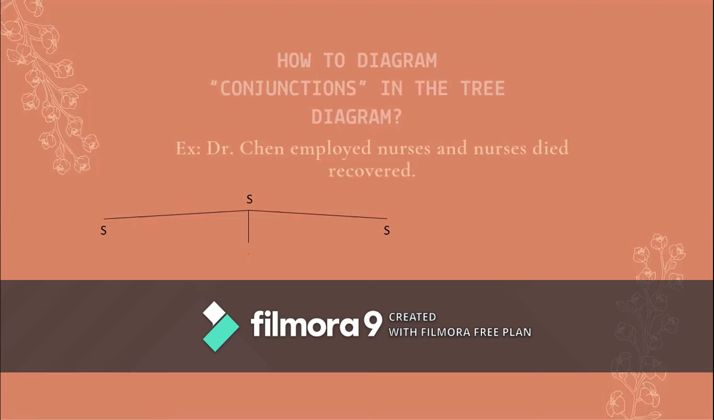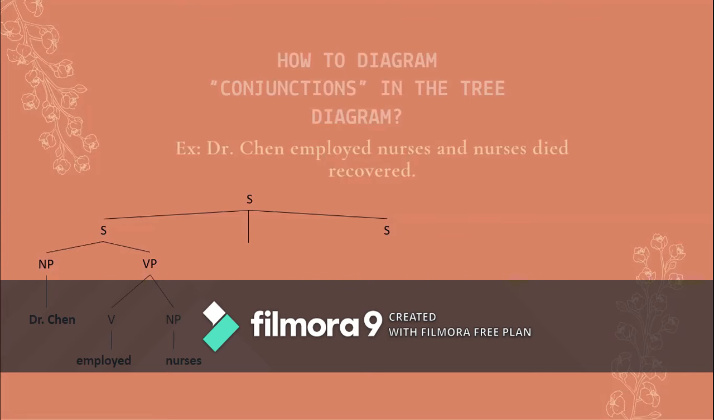In the first sentence, we have a noun phrase, and the noun phrase is Dr. Chen. And then we have a verb phrase. The categories that we have in the verb phrase are a verb and a noun phrase. In the verb, we have employs. In the noun phrase, we have nurses. So here we have Dr. Chen employs nurses. That is the first sentence.